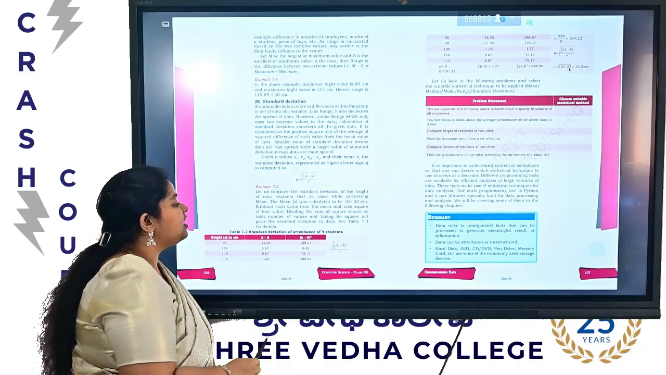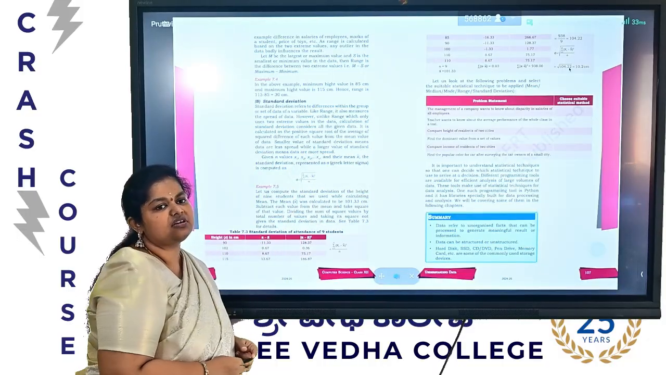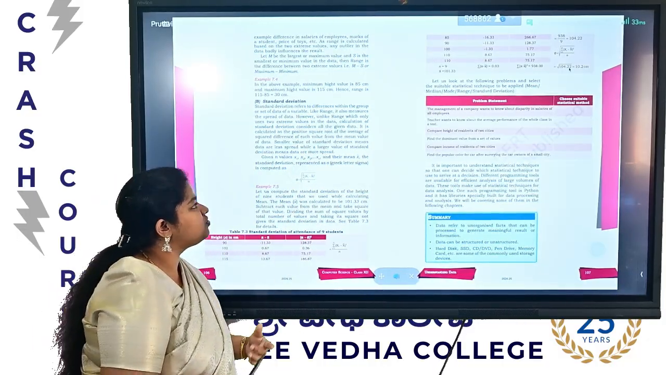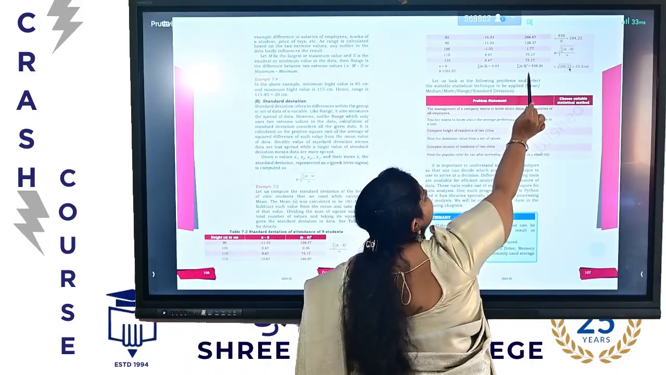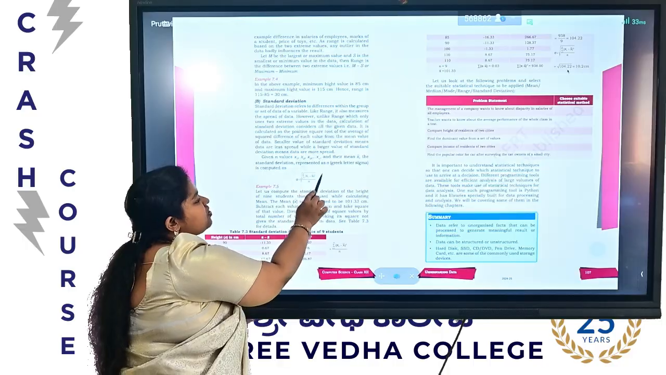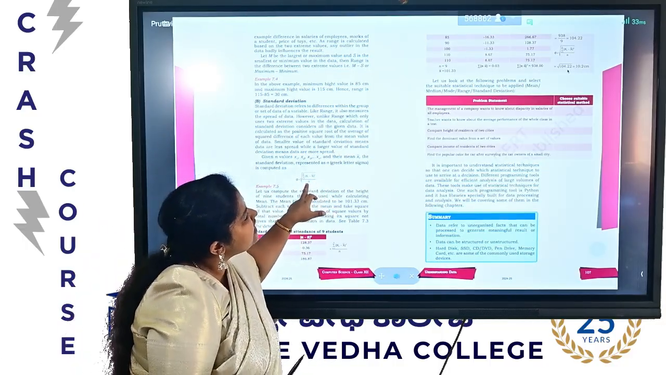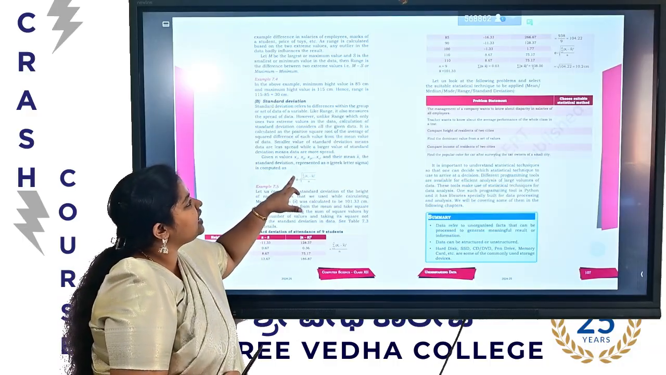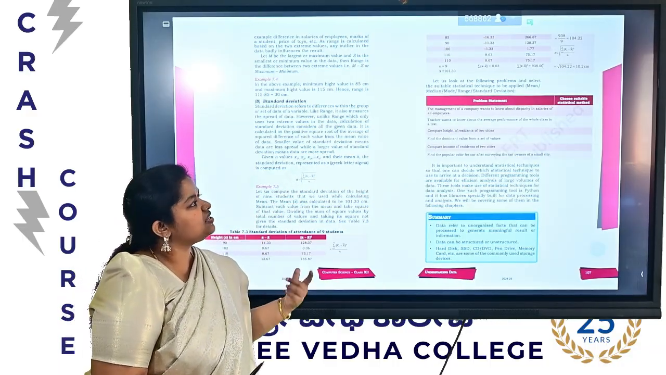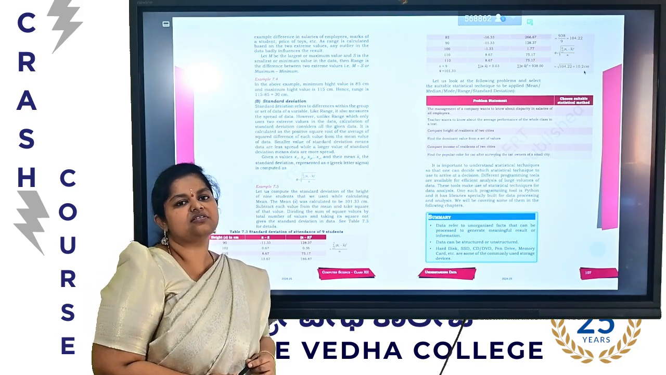After that, it is not only x minus x bar whole square, it is the summation. So in the last column you have to do the summation part. After getting that, you have to substitute in the formula. So square root of the sum of x minus x bar whole square, what is the value? 938. So 938 divided by 9. There you get the value of 110.2 centimeters.